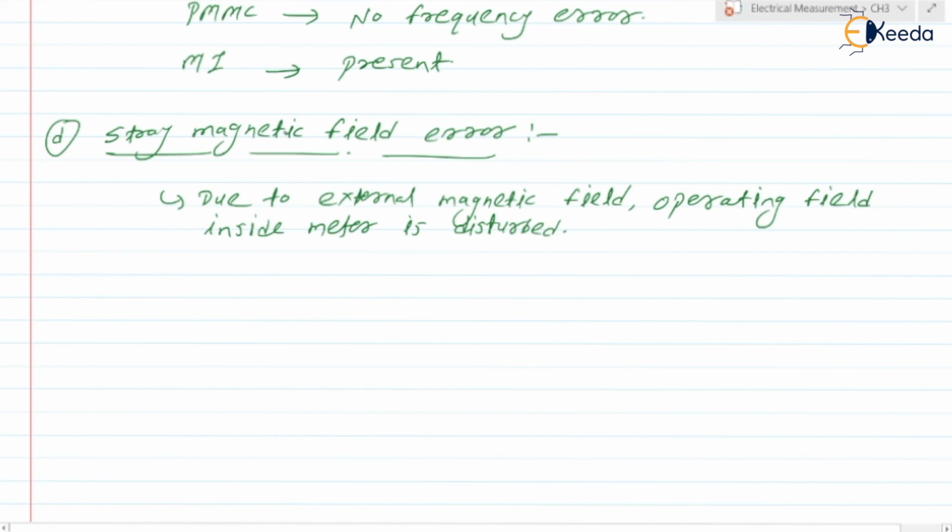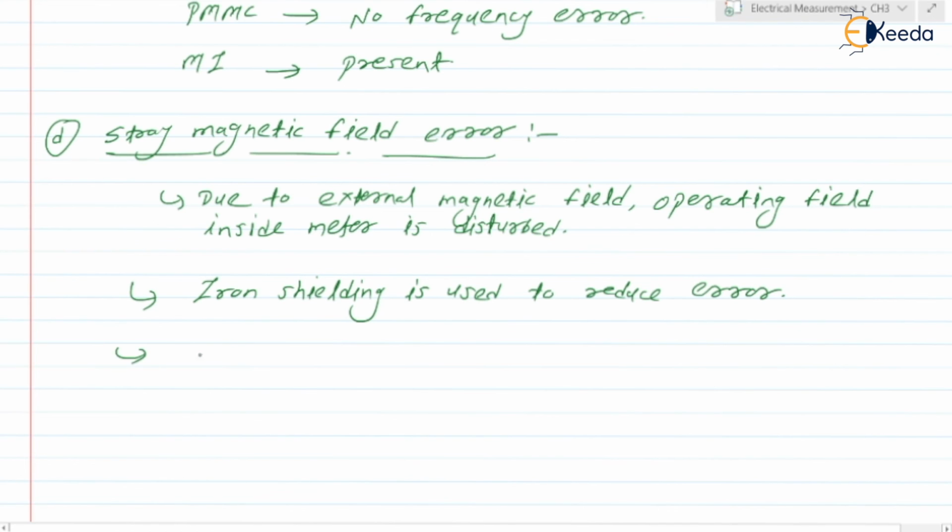The stray magnetic field error depends on the magnitude of the external magnetic field and its direction. How to reduce this error? This error can be reduced by using iron shielding.